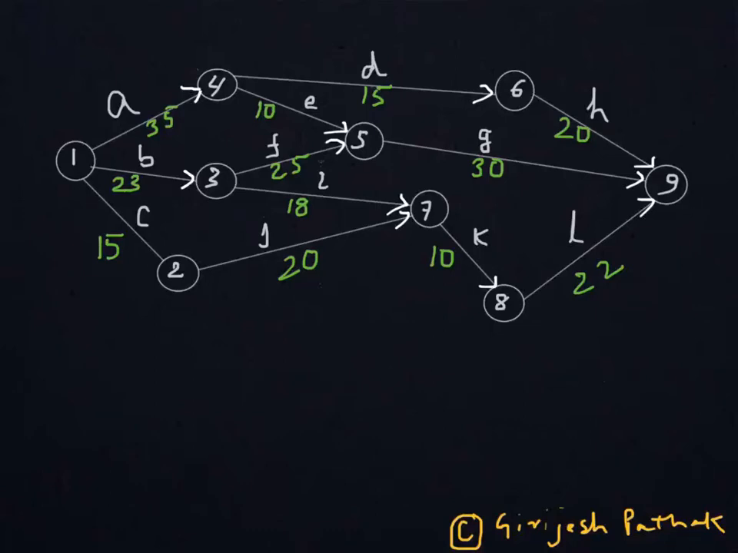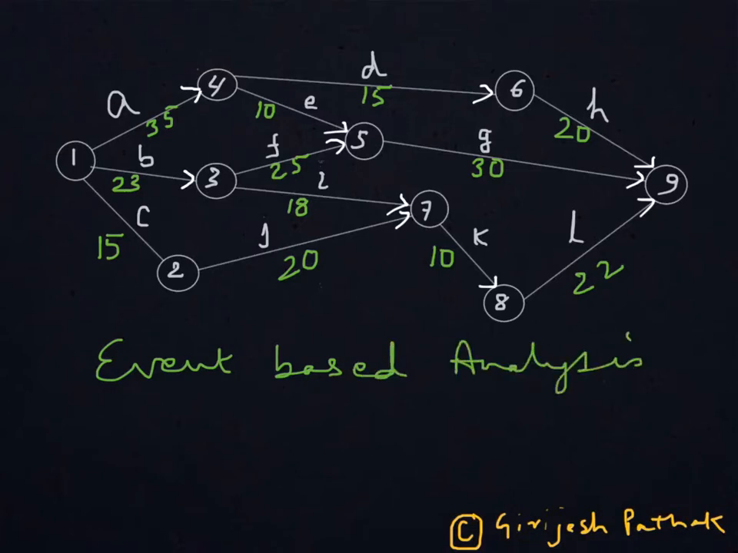In this video, we will learn event-based analysis. As you can see, this is a network diagram, and here activities are represented by arrows. So this is an activity on arrow network diagram. We are interested in knowing what should be the time in which the project can be completed.